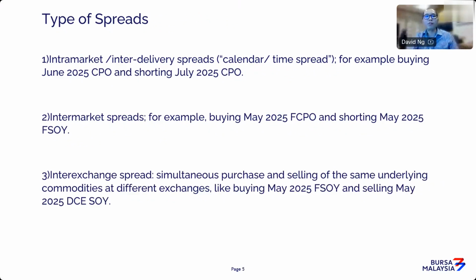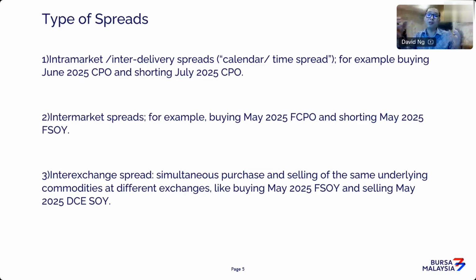Essentially, for example, the active contract on the CPO market right now is September 2025. If you think that going forward, the spread or price differential between the September 2025 CPO contract and the October 2025 CPO contract is going to get wider, mainly because of the war and the Middle East tension, you expect the September contract to perform much better compared to October. So you would be buying the September 2025 contract and selling October 2025.